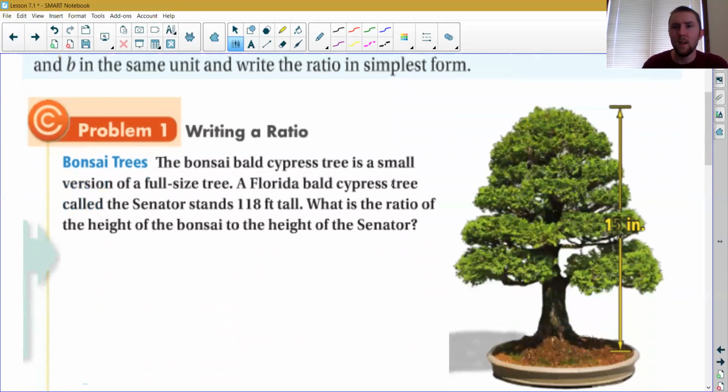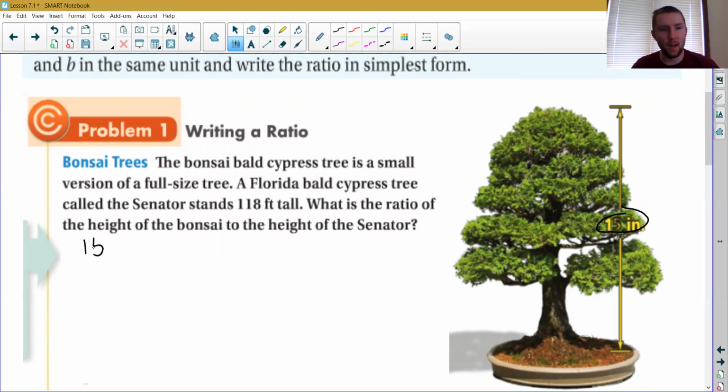Okay, so here's an example of something that we might have to do in terms of adjusting units when we're writing a ratio. This says a bonsai bald cypress tree is a small version of a full-size tree. So a cypress tree can grow to be 118 feet high, 118 feet tall. This bonsai tree here is a smaller version of that, and that's 15 inches high. They want to know what is the ratio of the bonsai tree to the height of this gigantic cypress tree in Florida.